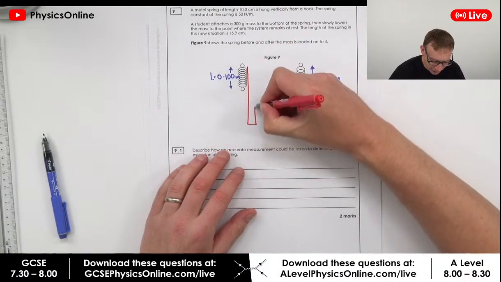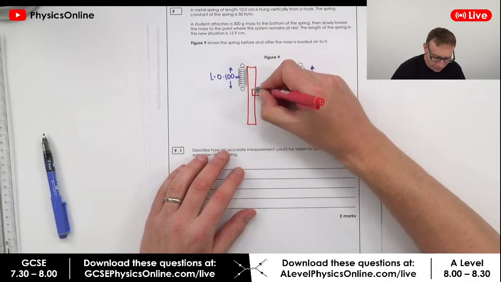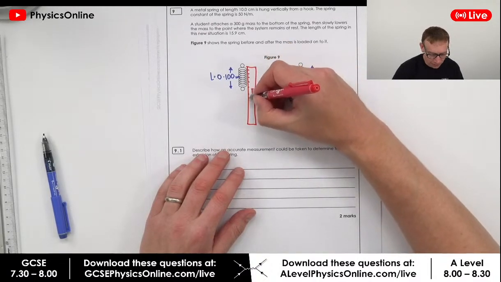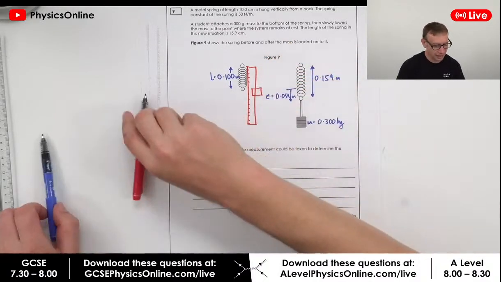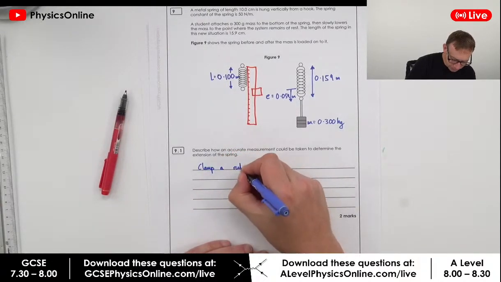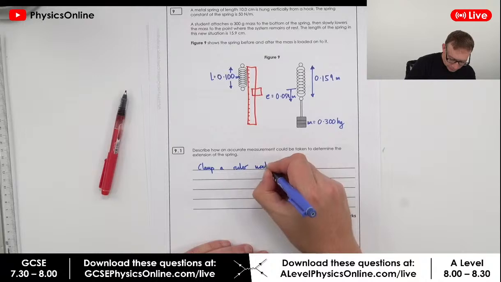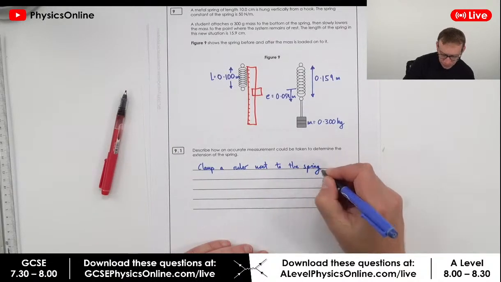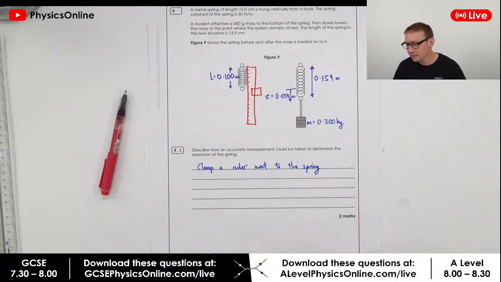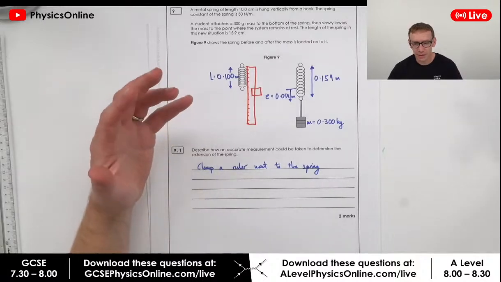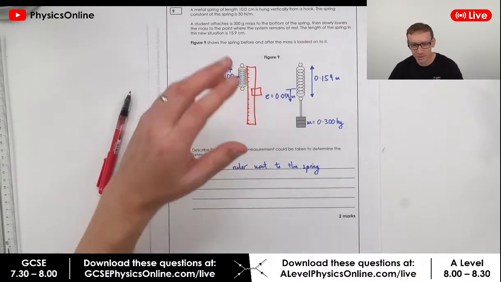To make it as clear as possible, what you could do is clamp a ruler. So you hold the ruler in a stand. So this is our ruler here that's clamped next to it. So the first thing you could say is that you could clamp a ruler next to the spring. And then of course what you want to do is think about keeping your eye level, which I think is really the point. Zeno says about using eye level to avoid parallax error. Says slow-mo as well, so lots of people are saying that.